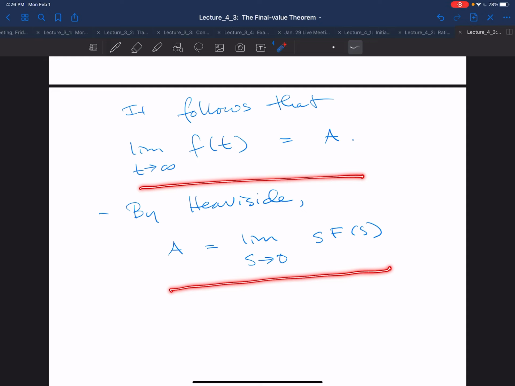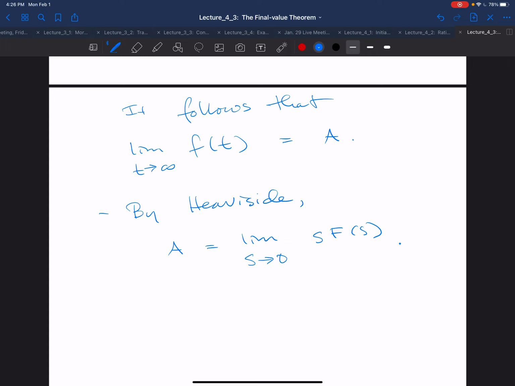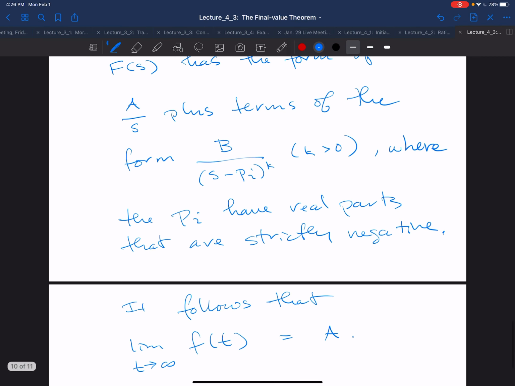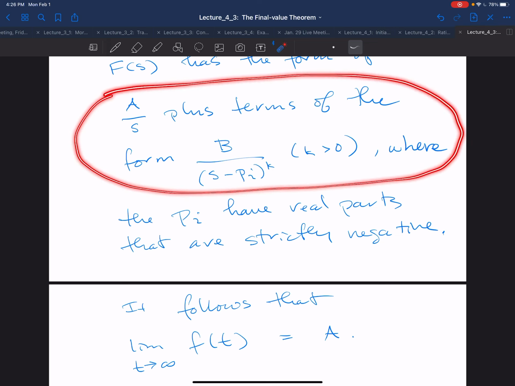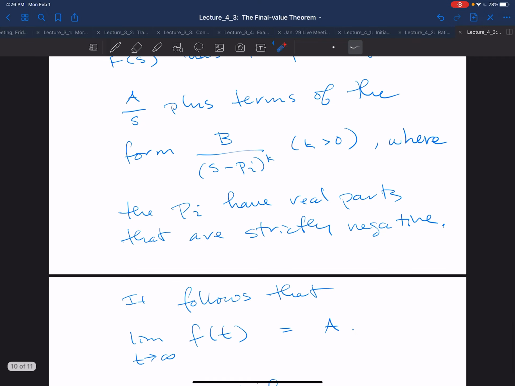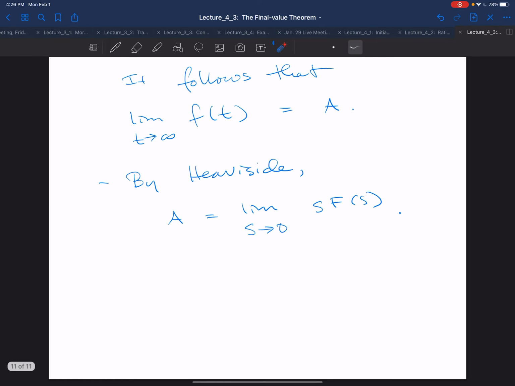The Heaviside cover-up tells us that if the conditions on the poles of f of s are satisfied, then the only term in the inversion of the transform that does not go to 0 as t goes to infinity is going to be the inverse transform of this term, and its final value will just be a itself. By the Heaviside cover-up, a must be the limit as s goes to 0 of s times f of s.